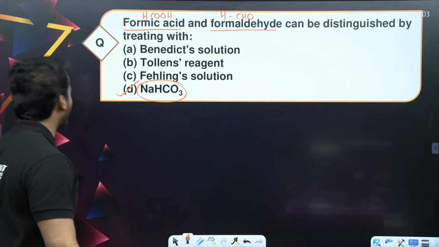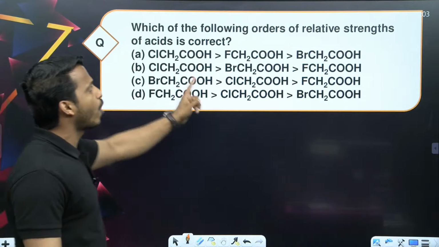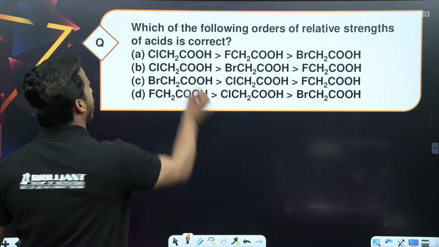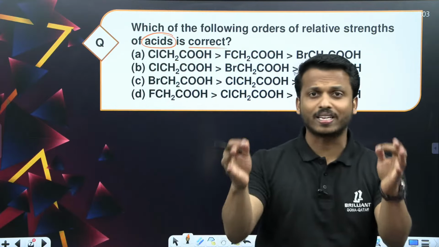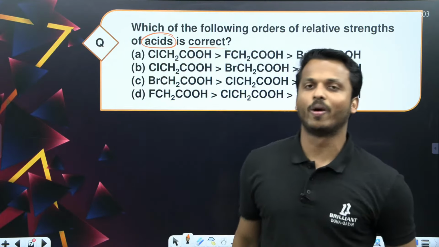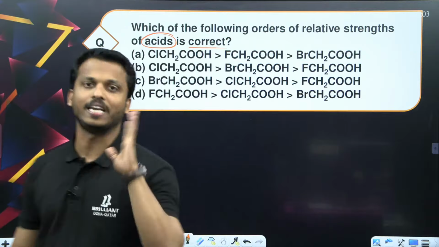Yes, let's go for the next question. Which of the following orders of relative strength of acid is correct? They are asking what is the correct order of acidity. You know that.